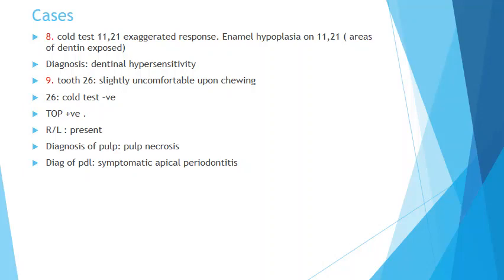Periodontal condition, we see there is pain on chewing, pain on biting, and percussion test is positive, which is indicating that this is acute apical periodontitis or symptomatic apical periodontitis. So this was all related to the diagnosis standard.